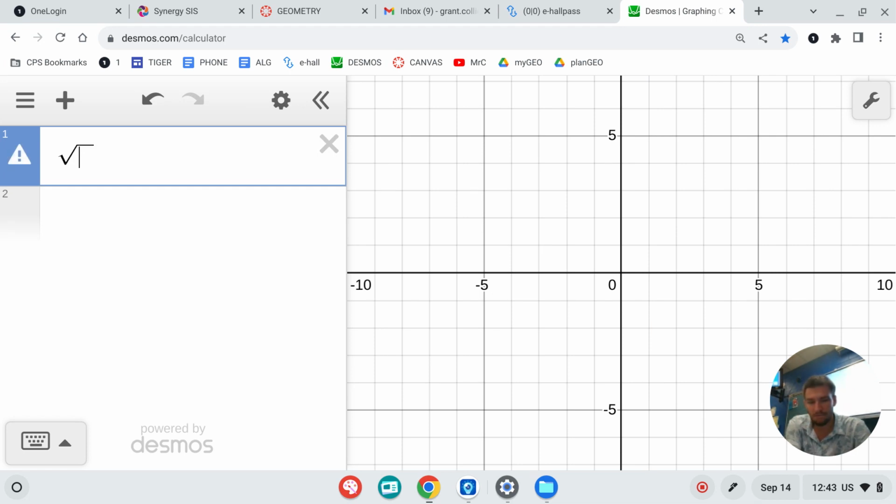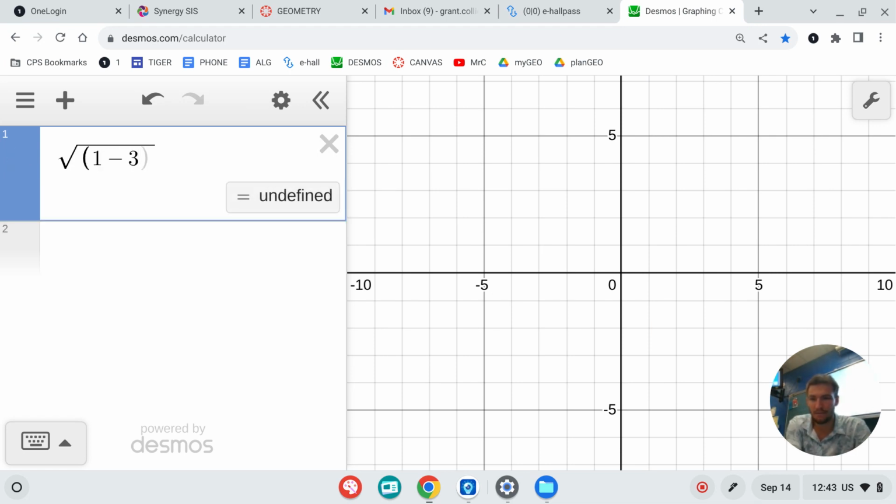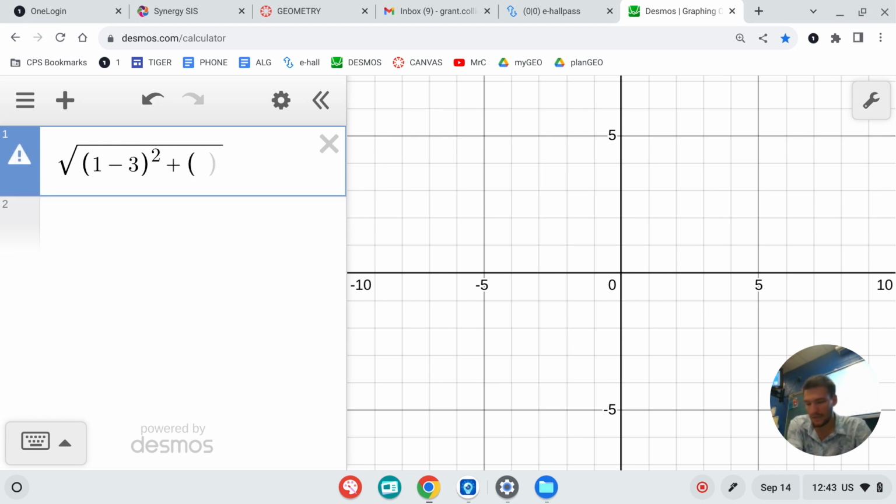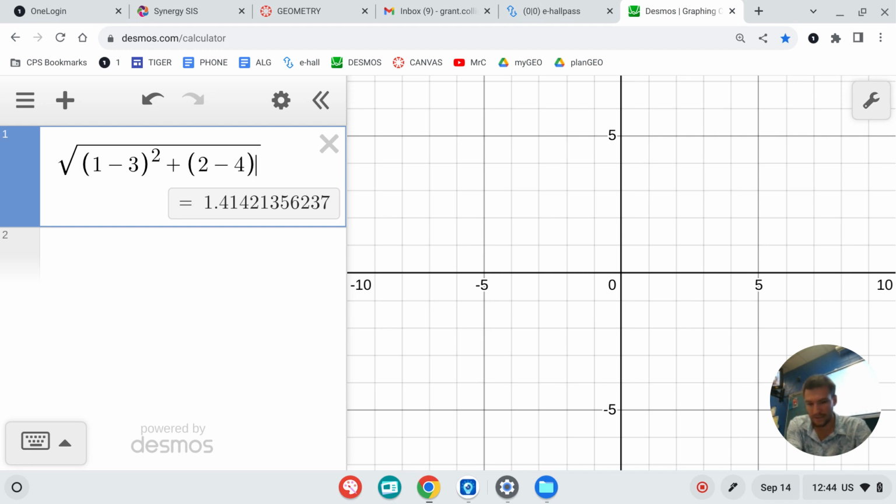Square root, parentheses, 1 minus 3, parentheses, squared, plus, parentheses, 2 minus 4, parentheses, squared. I've typed these in. I got 2.82. It says round to the nearest hundredth. Hundredth is 2 decimals. So if we're going to go with 2 decimals, I'm going to keep the 2.82, and I'm going to decide if I want to round this up to a 3. Is this 2 going up to a 3?